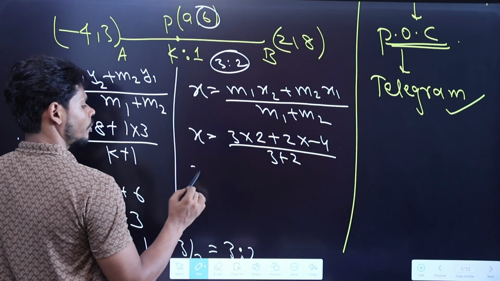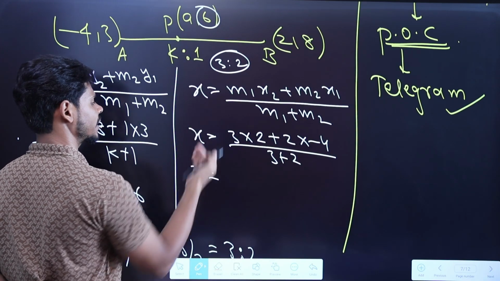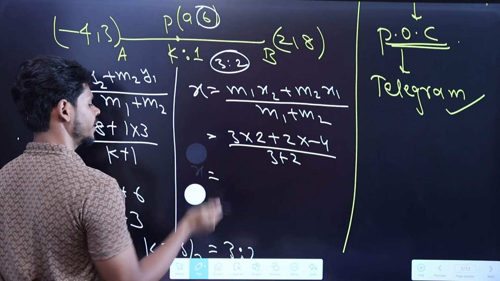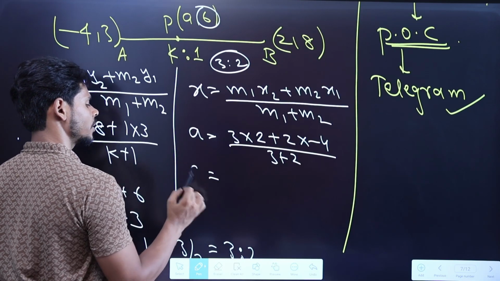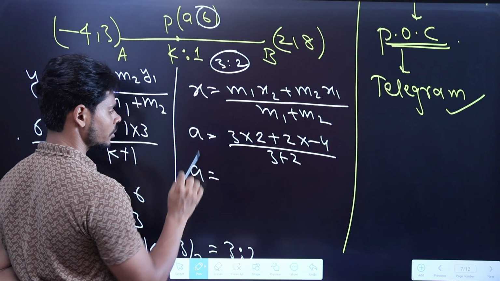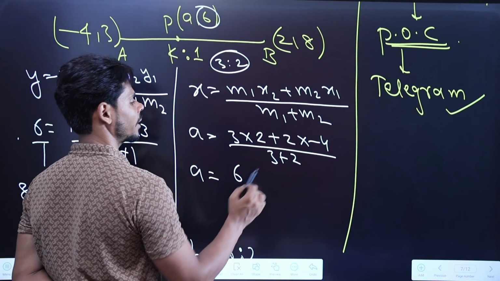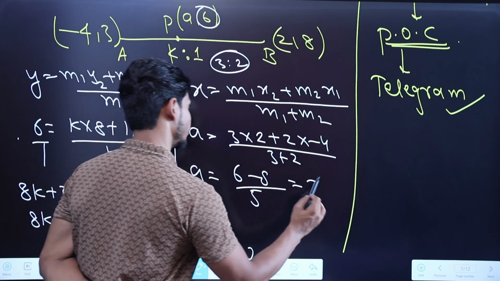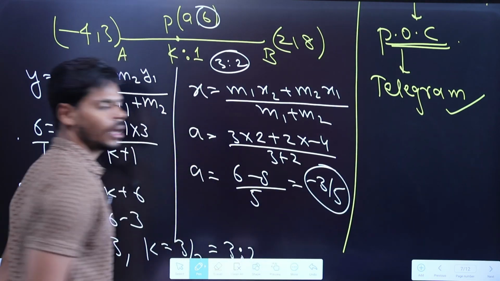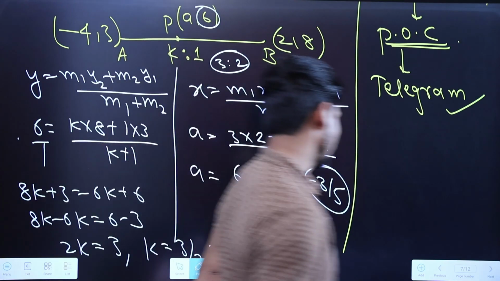Now, from here we just need to find the value of x, which is nothing but the a over here. They have written it as a. So I'm also going to substitute the value of x as a. It will be 3 times 2 is 6, then minus 8 divided by 5, so it will become minus 3 upon 5. That will be your answer. Got it? Okay, next question.